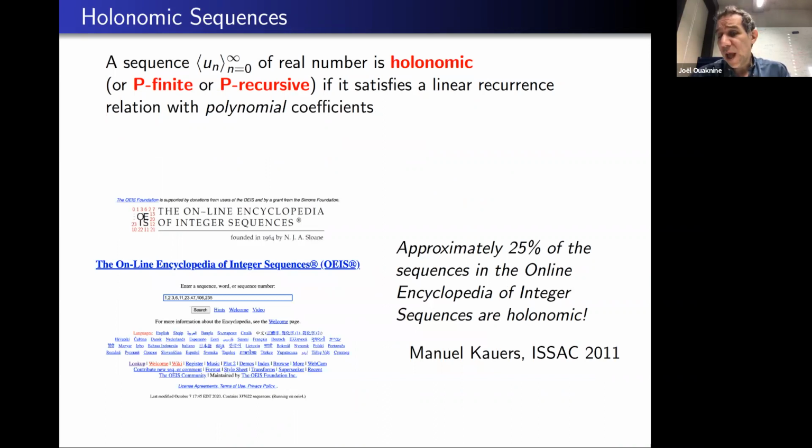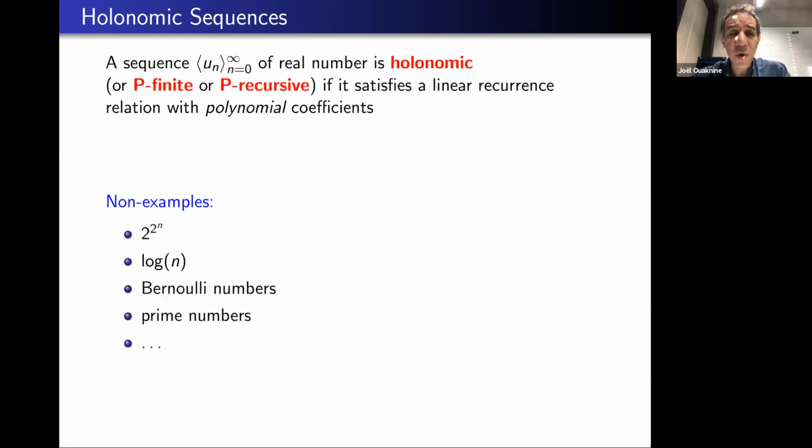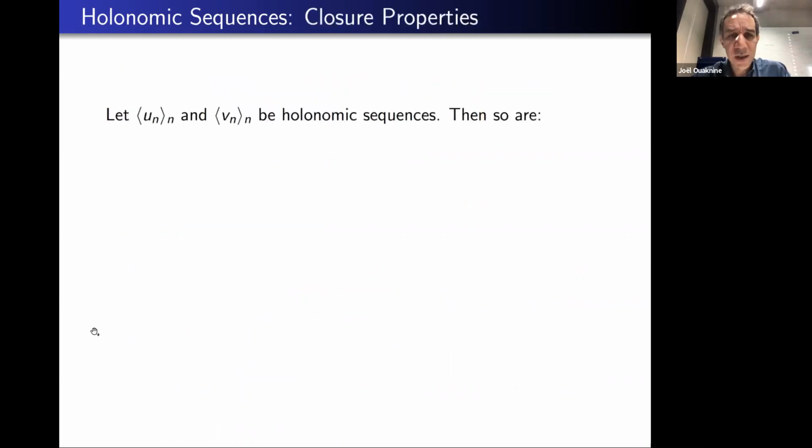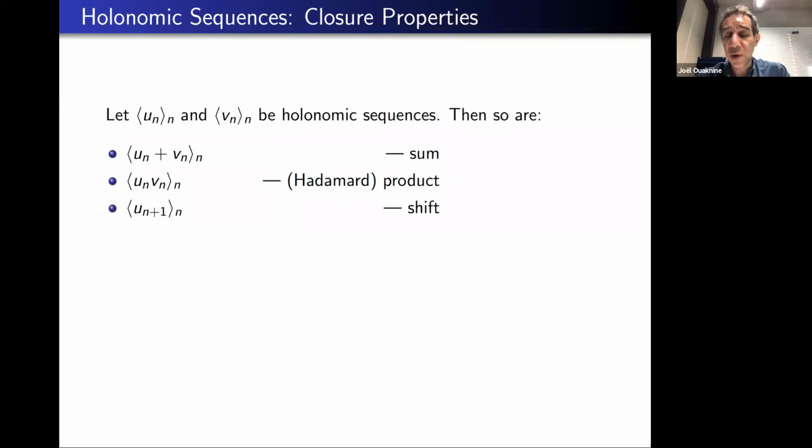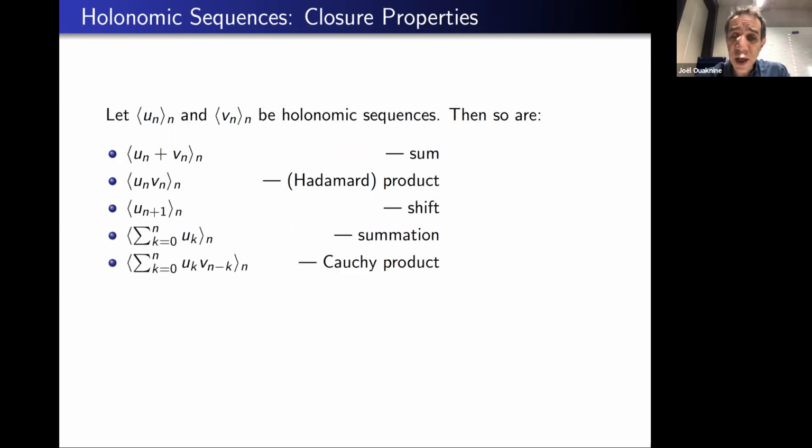Now, according to Emmanuel Kowalski, approximately a quarter of the sequences in the OEIS are holonomic, but of course there are many non-holonomic sequences. Here are just some examples: 2 to the 2^n, log n, the Bernoulli numbers, the prime numbers, and so on. Holonomic sequences enjoy some very nice closure properties. If u_n and v_n are holonomic sequences, then their sum, their pointwise product, their shift, the sequence of partial sums, and the Cauchy product, which is what you do when you take the product of power series, are all themselves holonomic sequences.